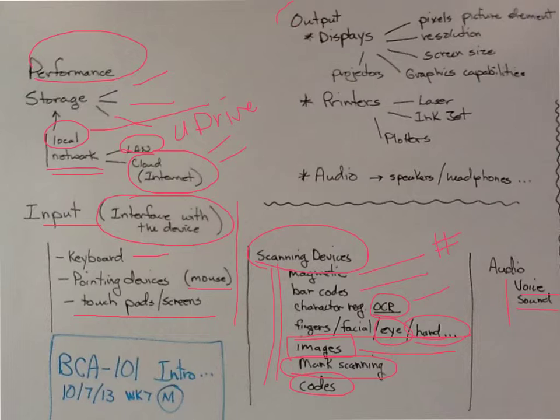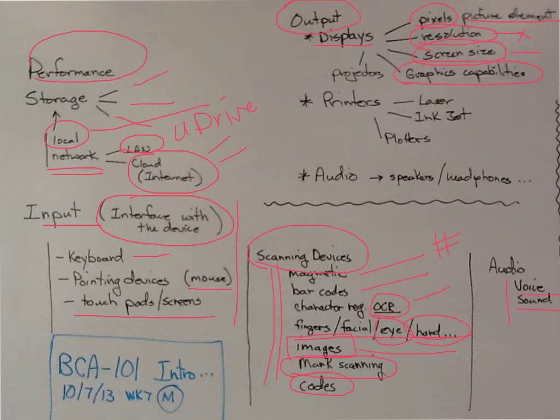Alright, output. Displays. We can display information, a couple of terms. Pixels, which are picture elements. The more pixels we have, the better the quality of the picture typically, and that's referred to as resolution, so much by so much. How big your screen is. They're making very good screens, especially flat panel type screens nowadays, that have a very good image on a very large screen size. So if you have a large screen with a high resolution in which you have lots of pixels, you can have a very good looking display.